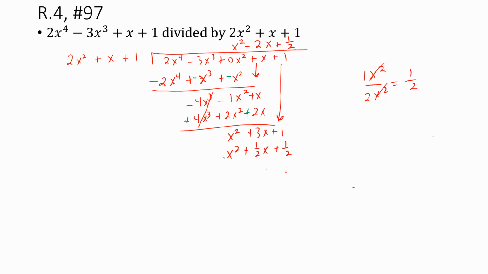Change your signs again. Negative, negative, negative. You get 3x minus 1/2 x is 2.5x, or 5/2 x. And then 1 minus 1/2 is 1/2. This part would be your remainder. This part would be your quotient.